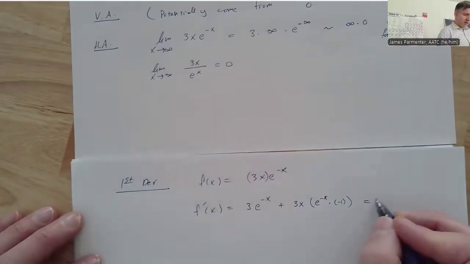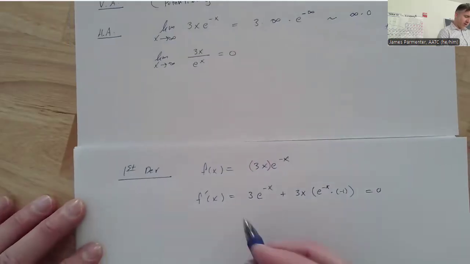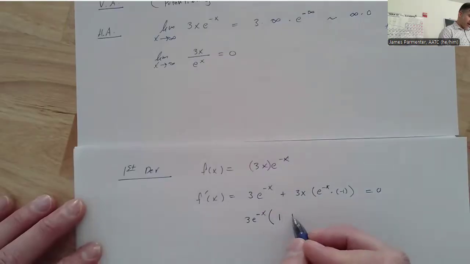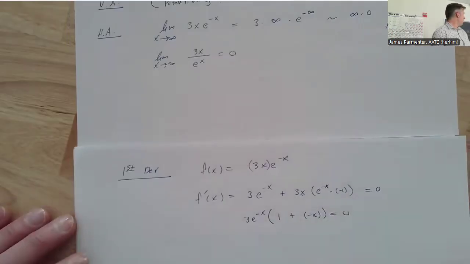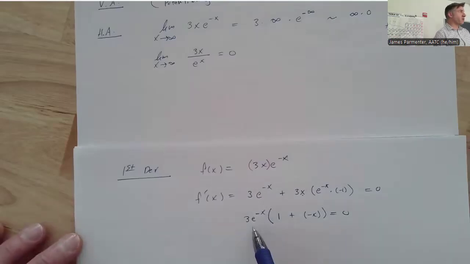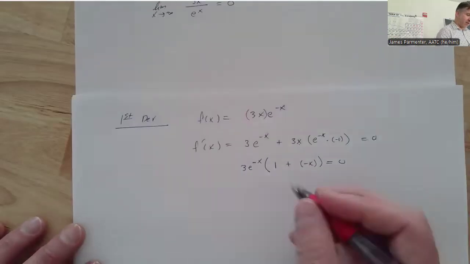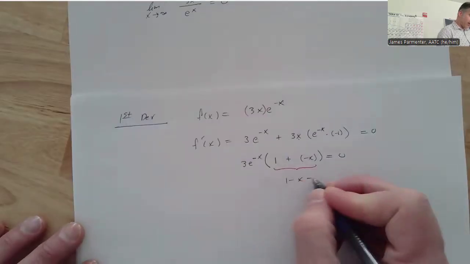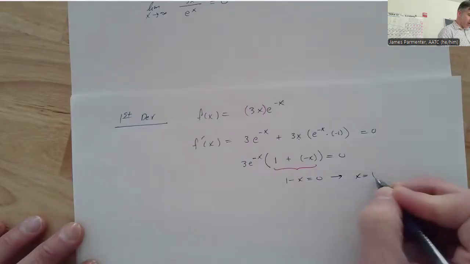So set that equal to 0, and then we factor as much as we can. We're going to factor out a 3e to the negative x from both pieces. We're left behind with a 1 here, and an x times a negative 1 there, so a negative x. Setting that equal to 0, we know that e to the negative x can never equal 0, so the only thing we have to worry about is setting this part equal to 0. So we set 1 minus x equal to 0, and we get x equal to 1.